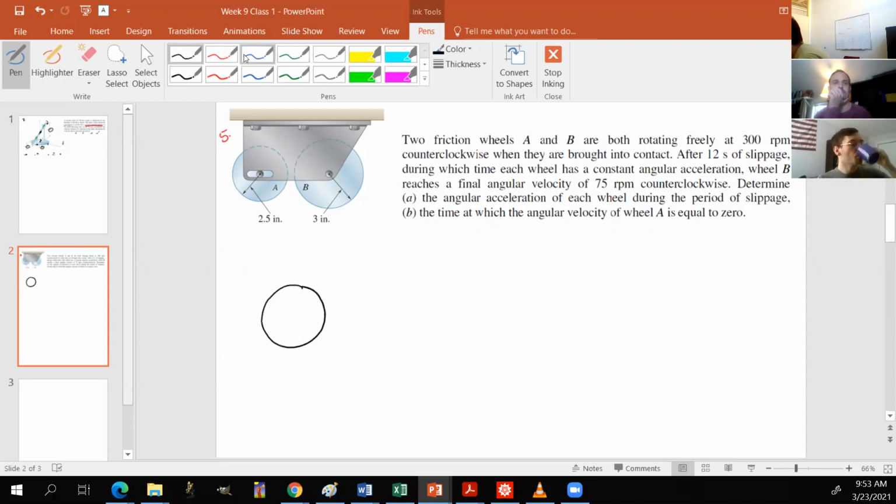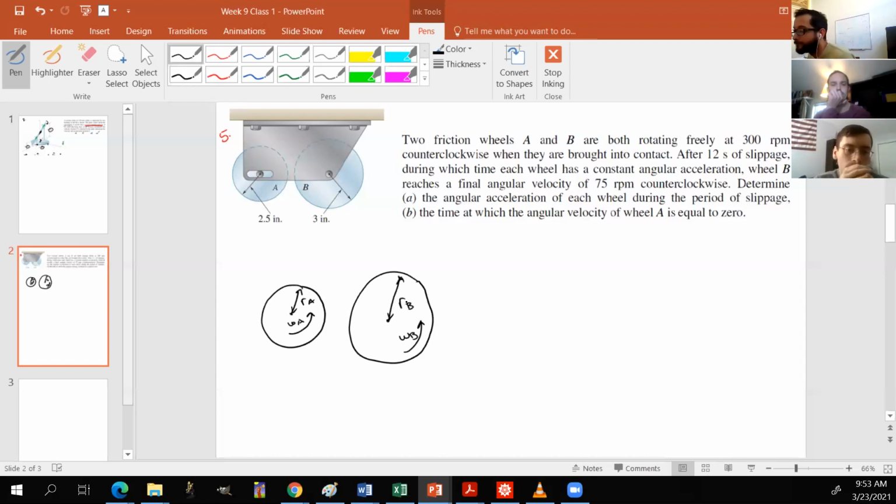So you got that, and then you got that, right? And they are in contact for all intents and purposes. I'm just drawing them separate so that it's clear what's happening. So in the beginning, it's black color. You have both of them moving counterclockwise, right? So this is moving omega A, this is moving omega B, and this has a radius RA, and this has a radius RB, right?